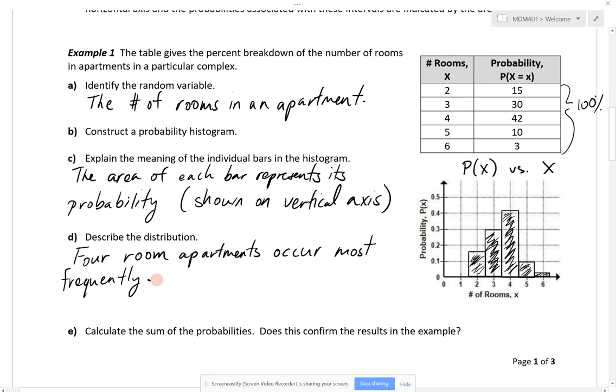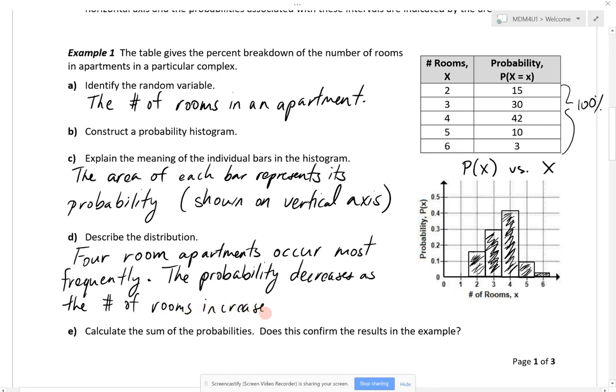The probability decreases if the number of rooms increases or decreases from 4. So the probability decreases as the number of rooms increases or decreases from 4.